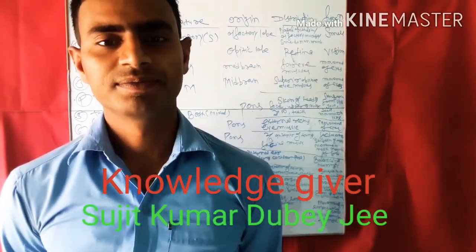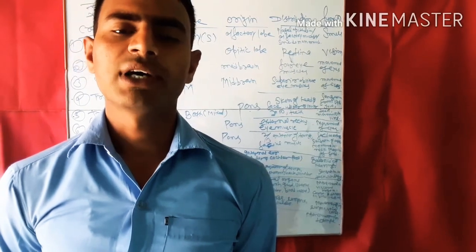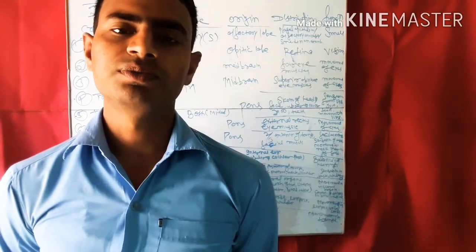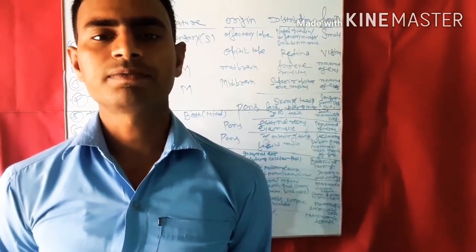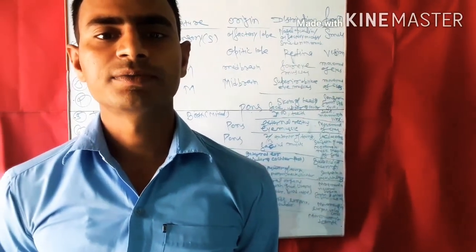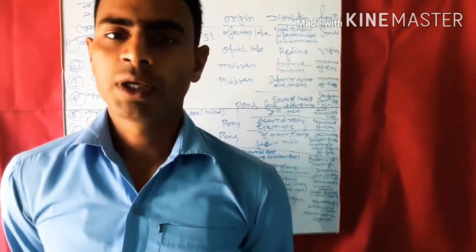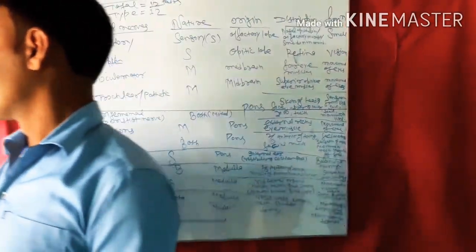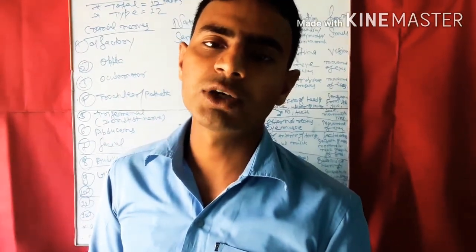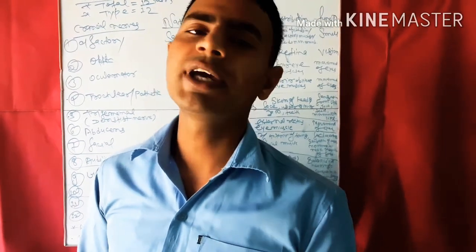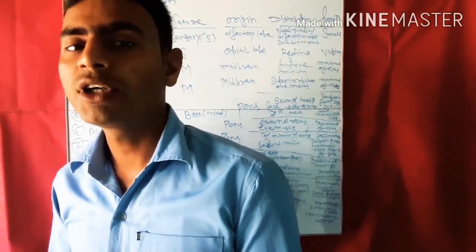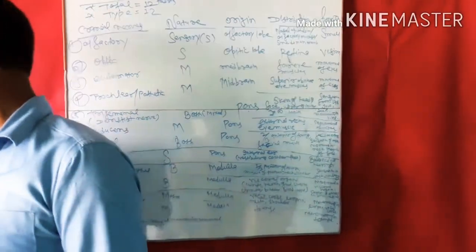Welcome everybody. We are studying the peripheral nervous system. In the previous classes, I told you that the peripheral nervous system is made up of 12 pairs of cranial nerves and 31 pairs of spinal nerves. This means 31 pairs of spinal nerves and 12 pairs of cranial nerves are present in humans. So today we will learn about the 12 pairs of cranial nerves.